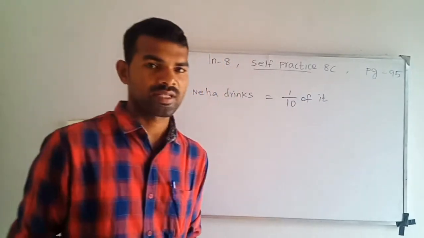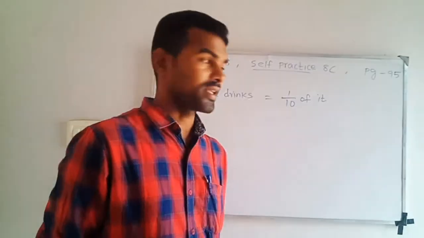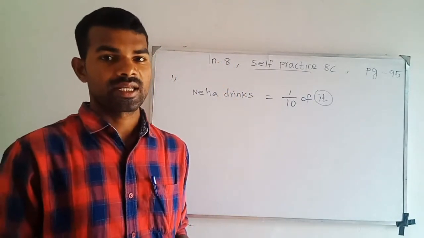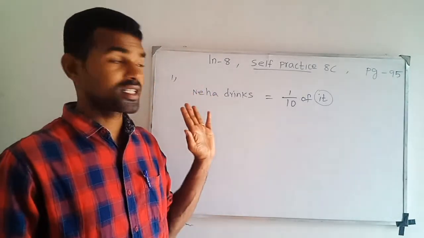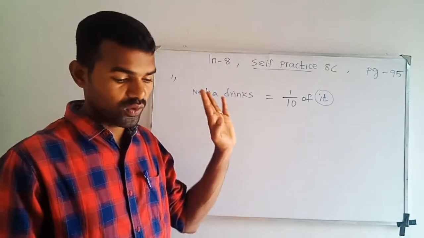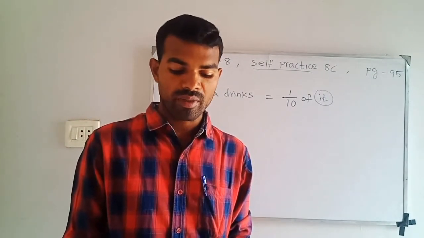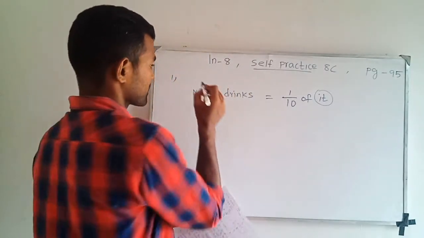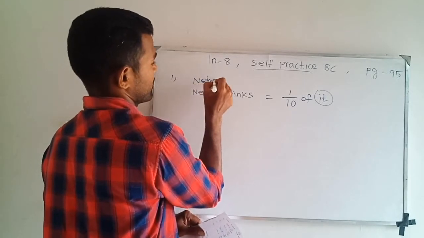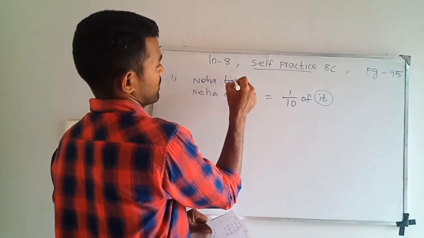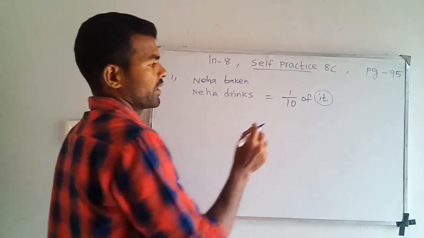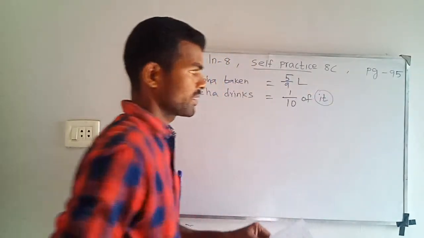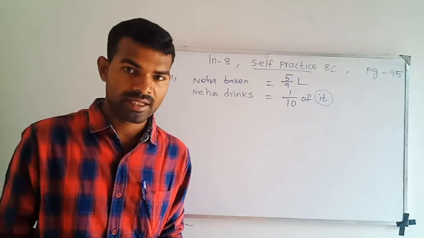Yes, just read the question. Neha drank 1 by 10 of it. It shows the first number before 1 by 10. What is the number given before 1 by 10? First Neha took 5 by 9 liter of orange juice. So Neha took total 5 by 9 liter to the gym.